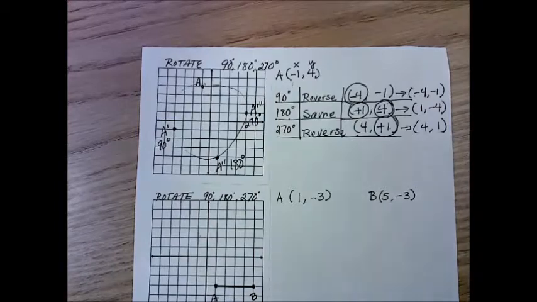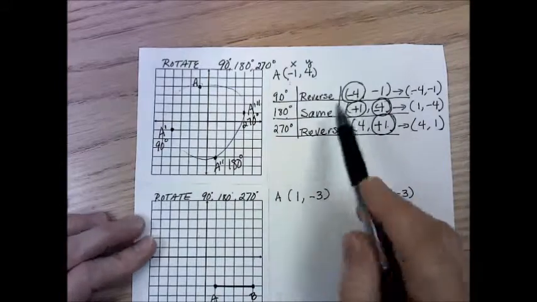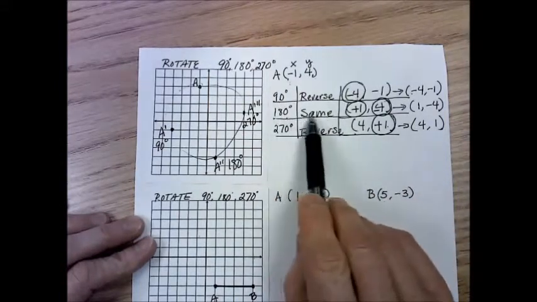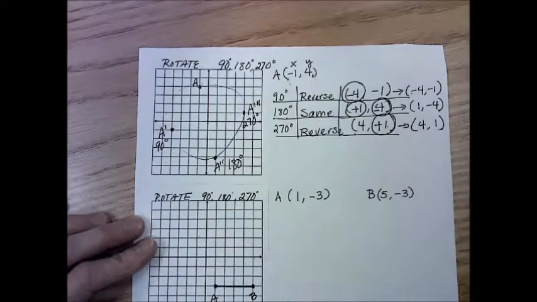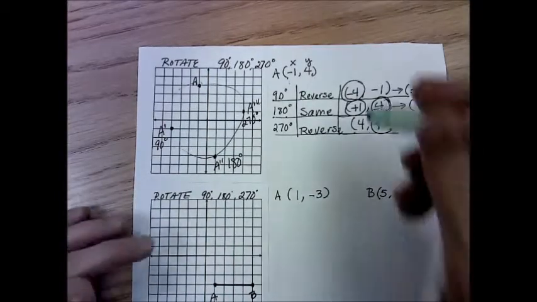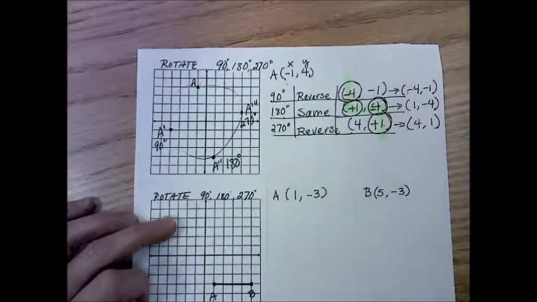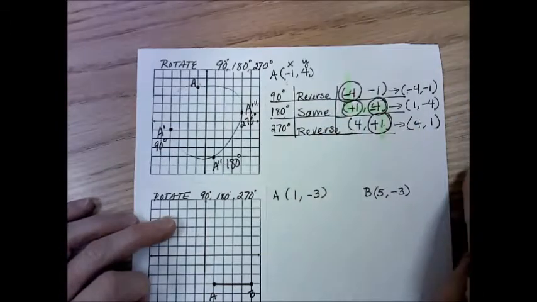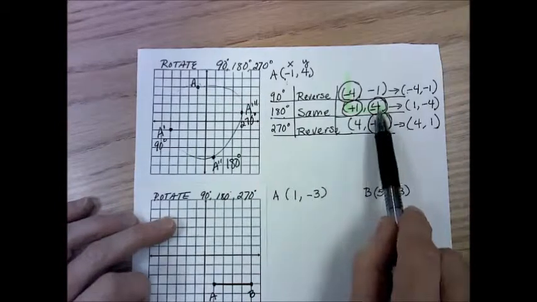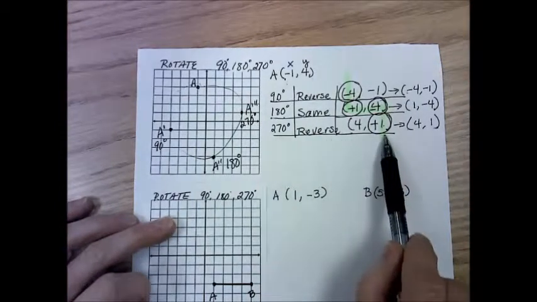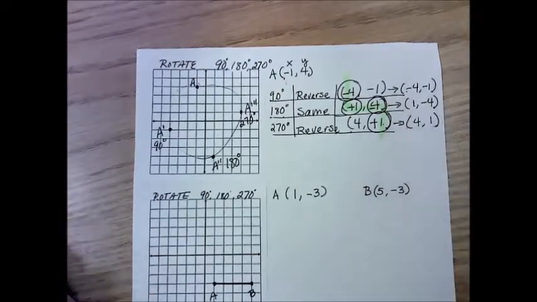Okay? So just to review my little shortcut that I like to use, for 90 reverse, 180 is the same, 270 is reverse. So reverse, same, reverse. Then I like to think of this as going down the stairs. So as I go down the stairs, I'm going to change the sign of those terms. For a 90, I'm going to change my x. For a 180, I have to change the sign for x and y. And for a 270, I'm going to change the sign for only my y value and get my new ordered pairs here.